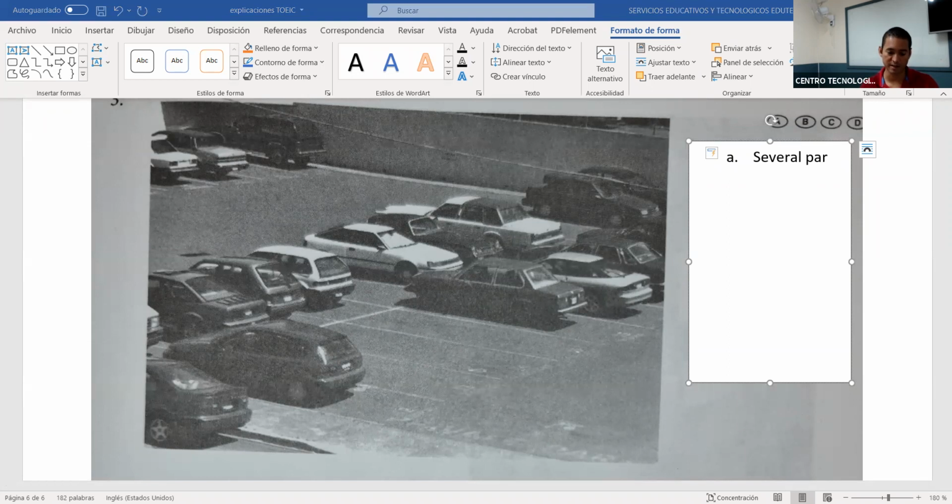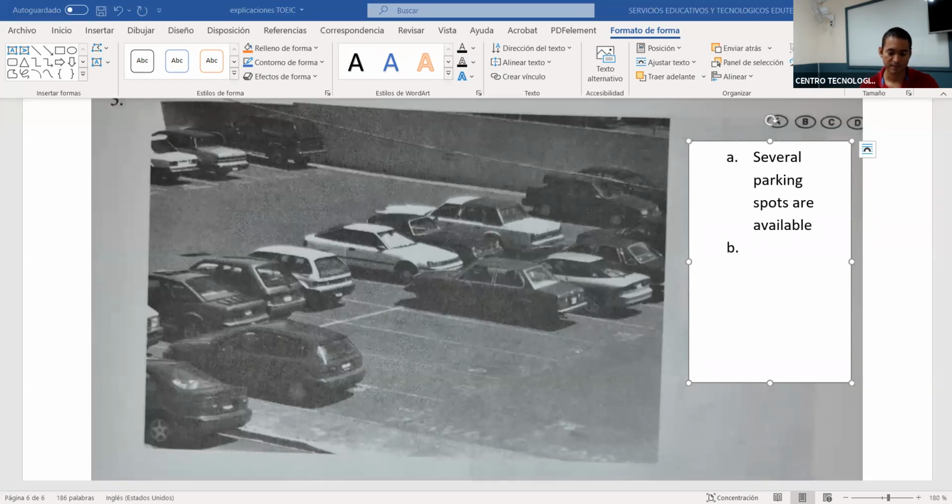Well, if you were paying attention, probably you had a slight idea about what the correct option is. Now I'm going to play it again. C, The people are getting into their cars. A, Several parking spots are available. Okay. Let's hear the remaining three choices.